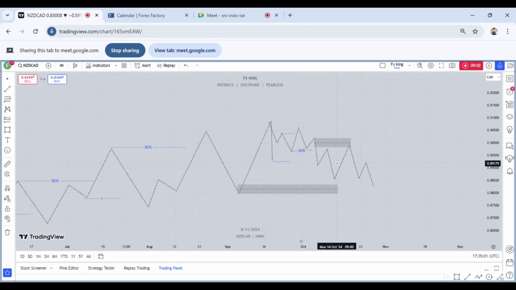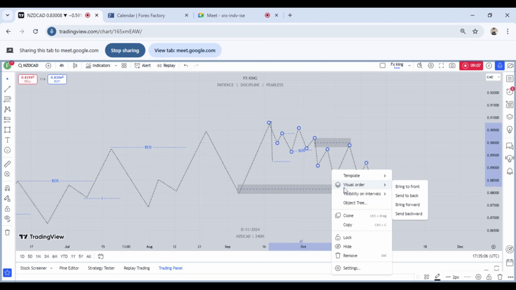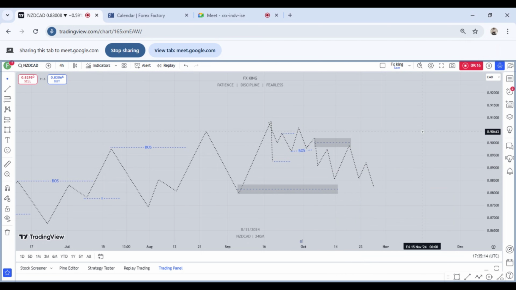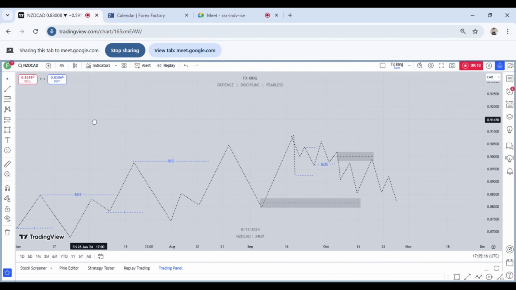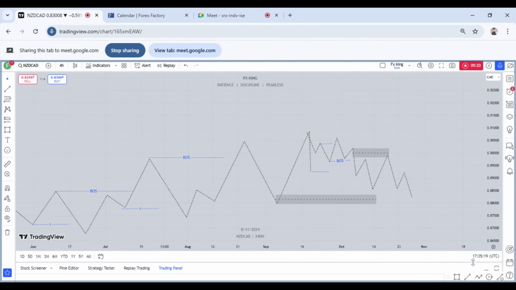Let me see if I can flip that, if I can invert it. I don't think. No. Let me map out what I'm really explaining to you here.